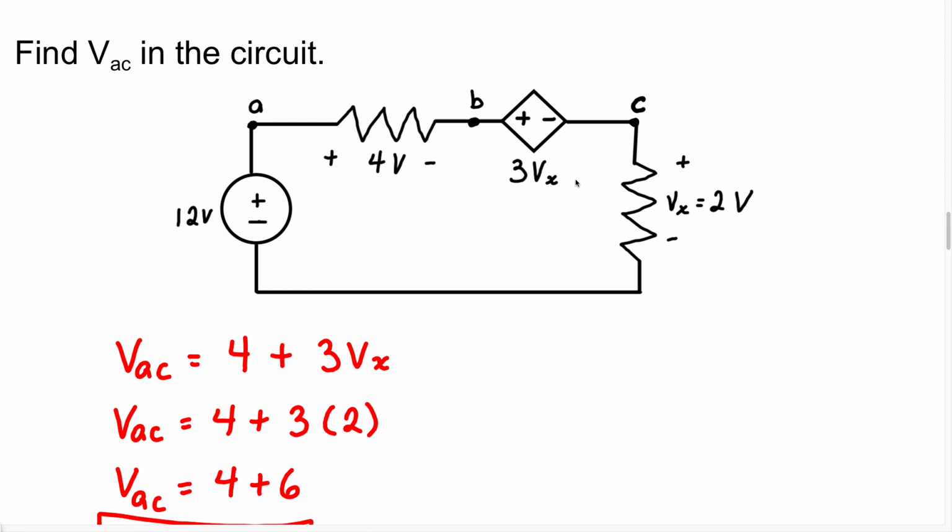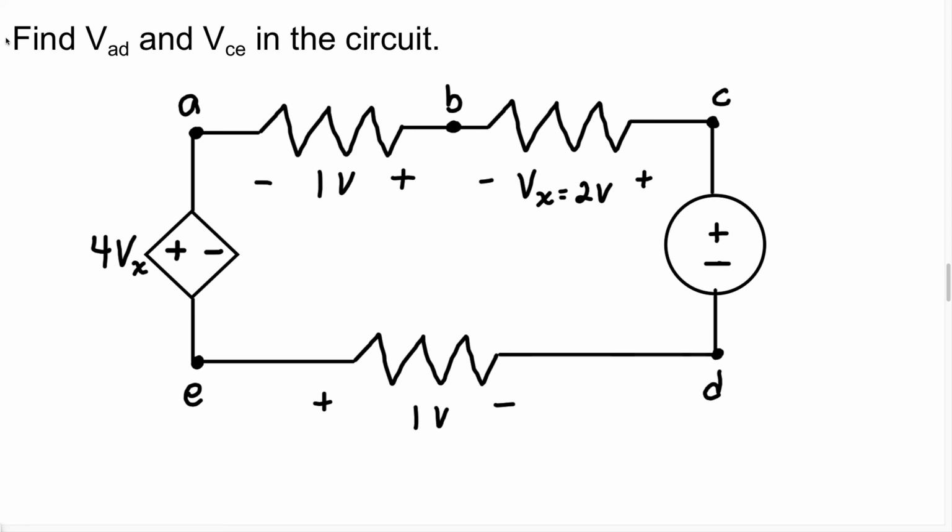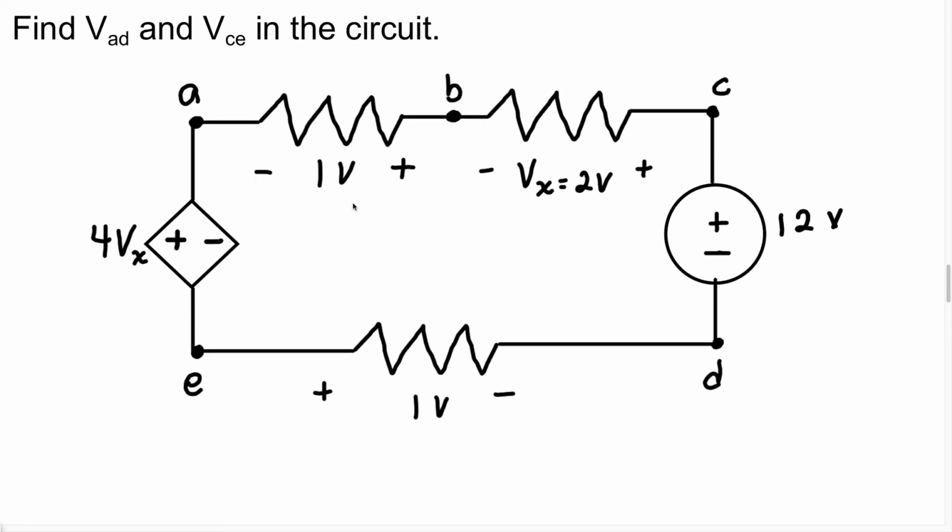Okay, I think this one was pretty straightforward for the most part. Let's move on to another question. It says find VAD and VCE in the circuit. So they want us to find the voltage across A and D, which is these 2 points. So let's draw in a wire at the points A and D, and let's label it VAD. Now we know the polarity is going to be positive for A, negative for D.